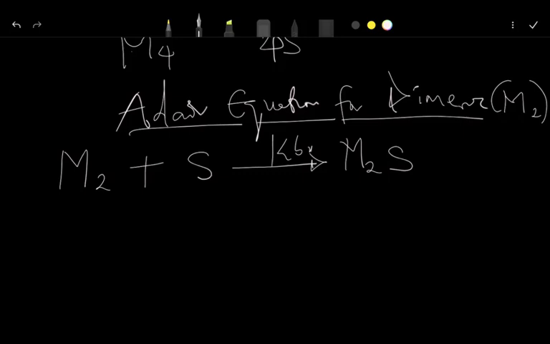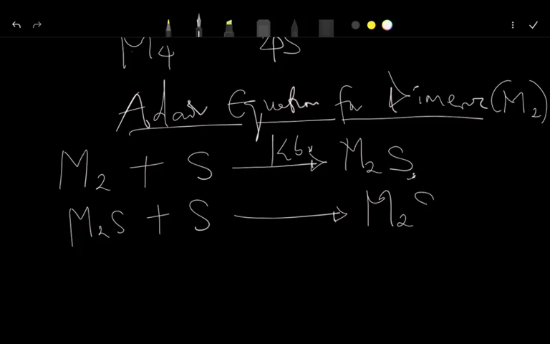Now this M2S again, we can take this M2S to react further because it's not yet saturated. So I can pick my M2S and react with another substrate to form M2S2. This constant will be KB2. Now M2S2 is already saturated. We cannot go further than this.